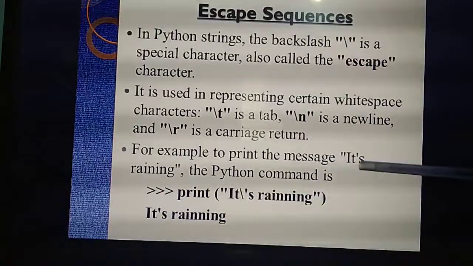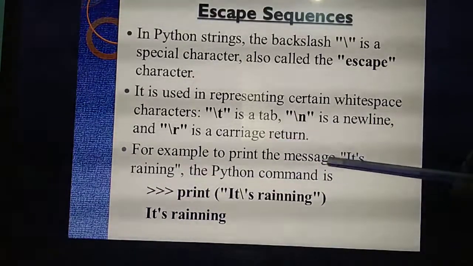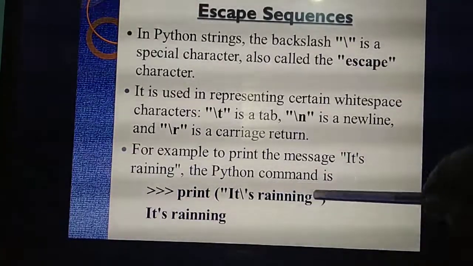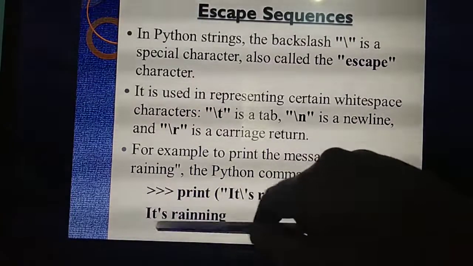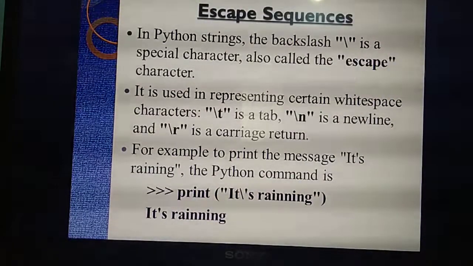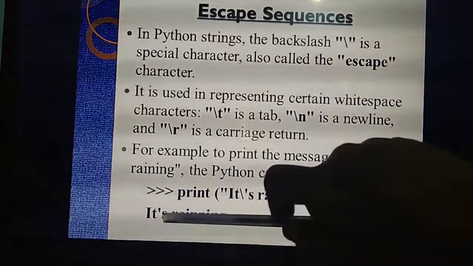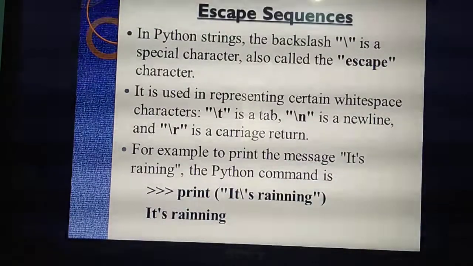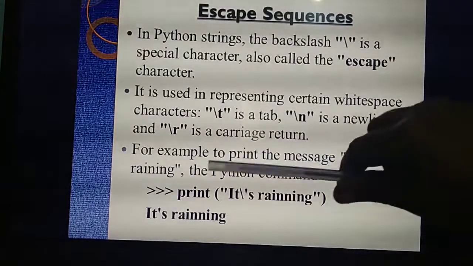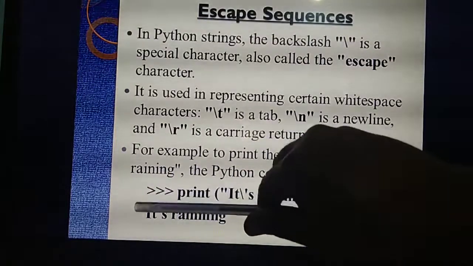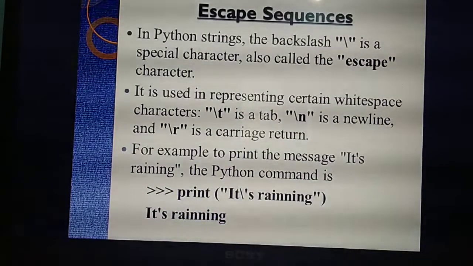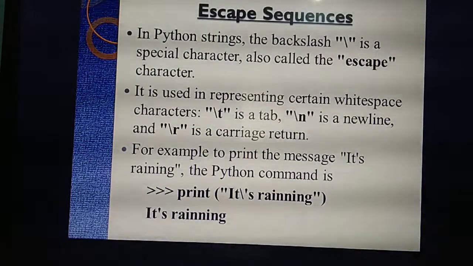Print, see, it's raining. If you give a backslash before the apostrophe instead, it will automatically print the character like this. Understand? In between it will allocate one space and automatically give it's raining. When I give it like this in the printing screen, it will take the apostrophe and allocate the space in between. Understand?